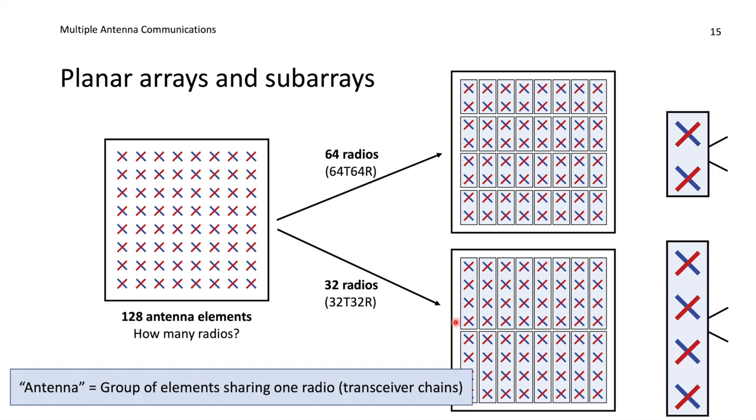So the important thing here to remember is that when we are casually saying antenna in the massive MIMO or MIMO literature, in academia at least, we are not referring to antenna elements. We are referring to groups of antenna elements that are sharing one radio or the same transceiver chains, and in that way are forming one active antenna. So we count the number of active antennas, not the number of antenna elements.